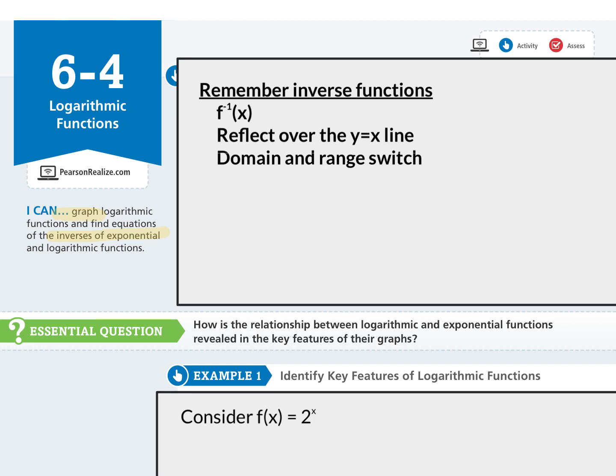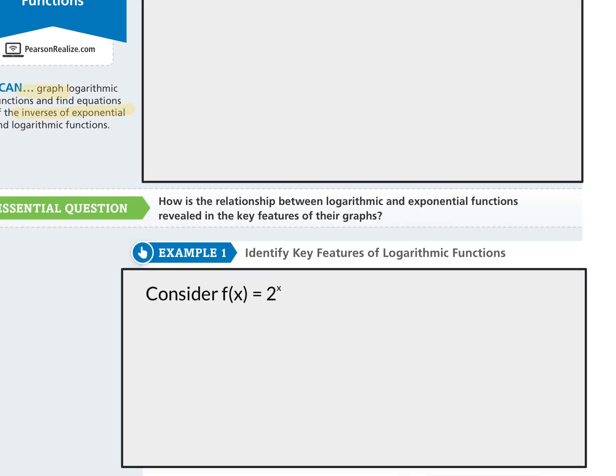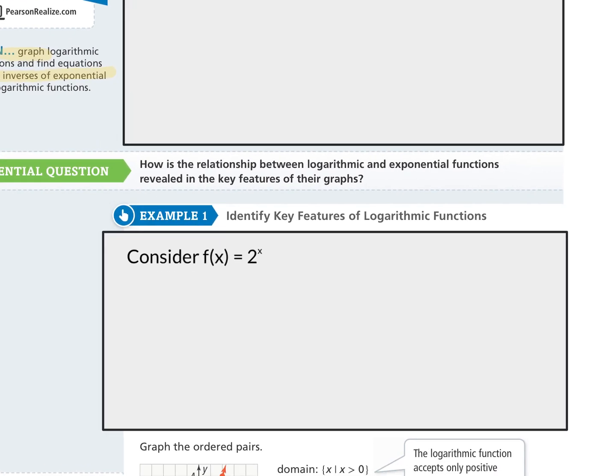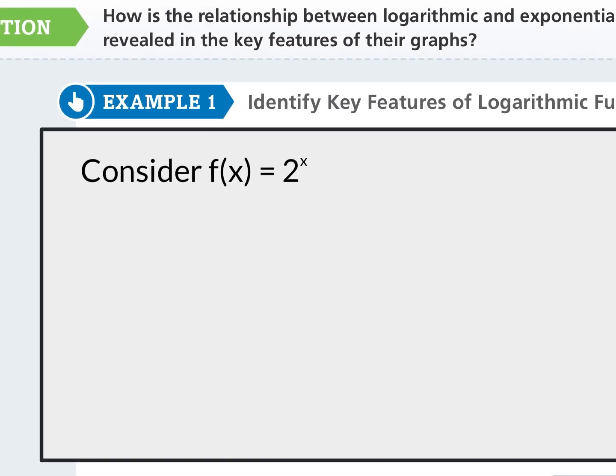So remember that inverses, we use the f-1 notation when we find inverses. They reflect over the y equals x line, and the domain and range are going to switch. So let's look at an example of how that comes into play when we specifically look at logarithmic functions. So first, I want to just find the inverse of this function. We can call this example 1.